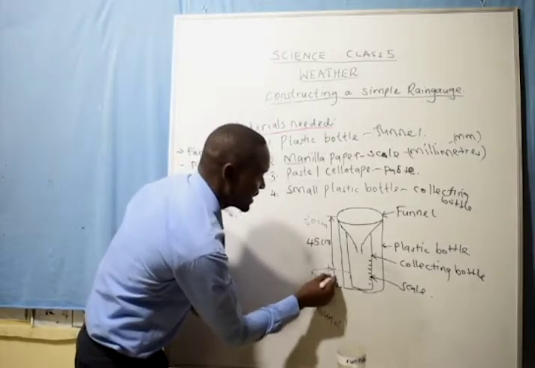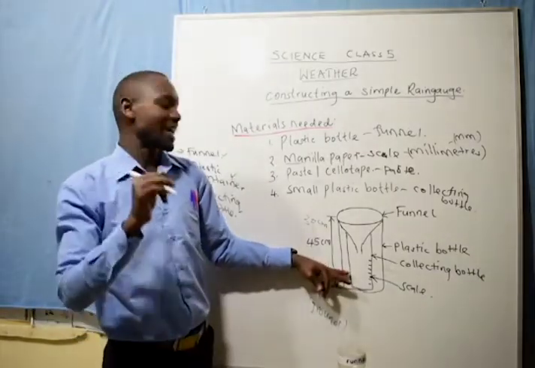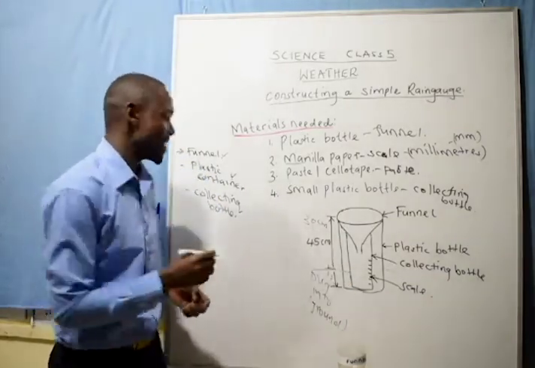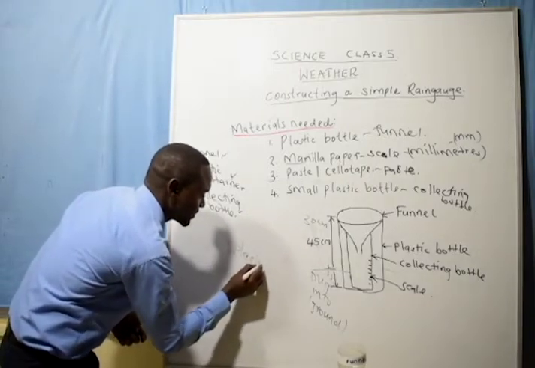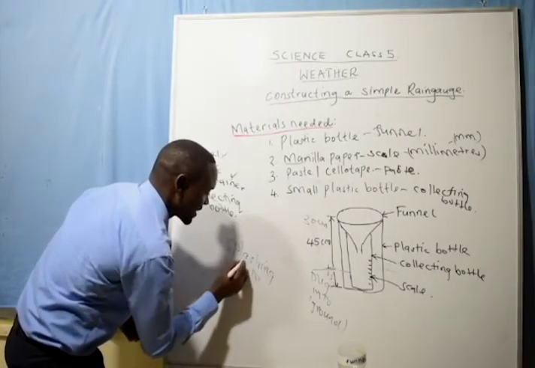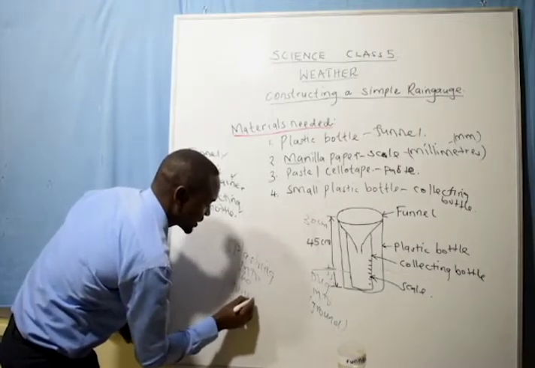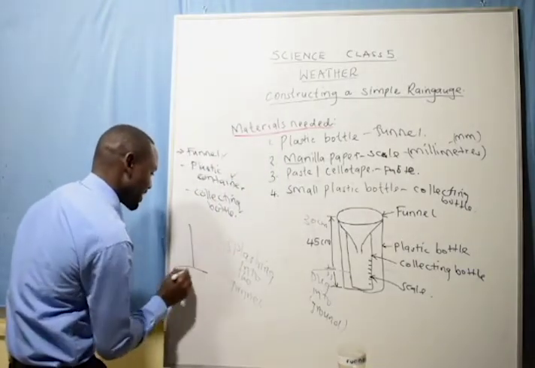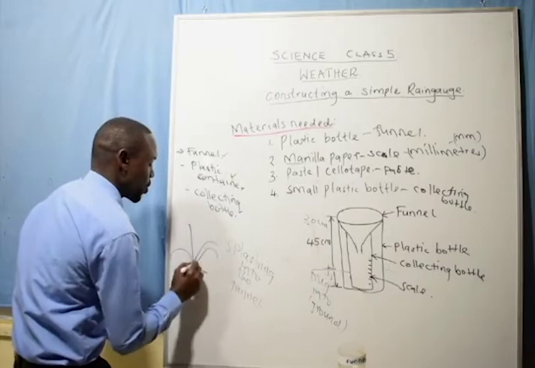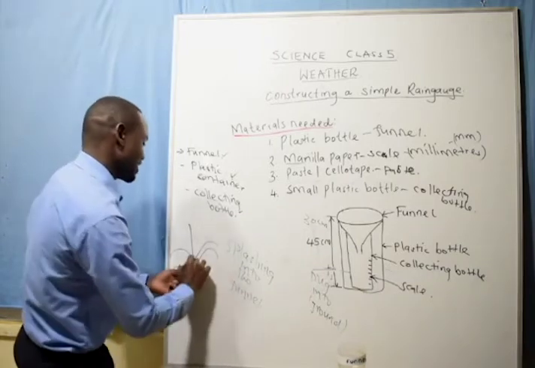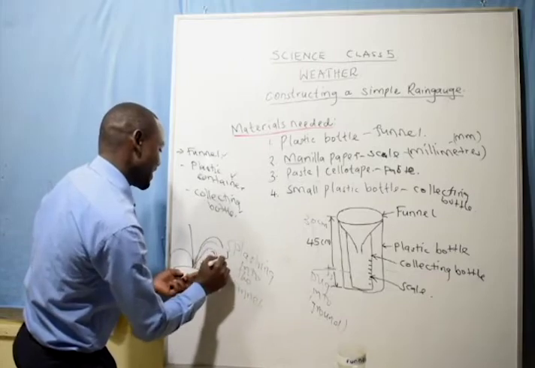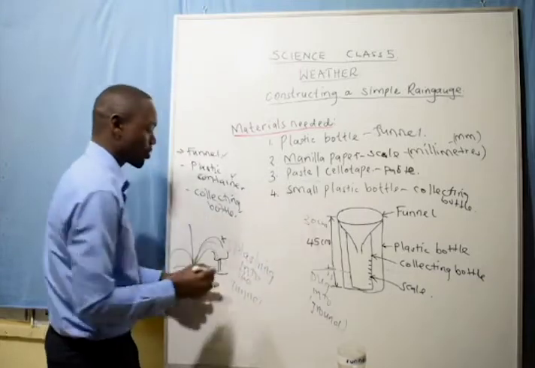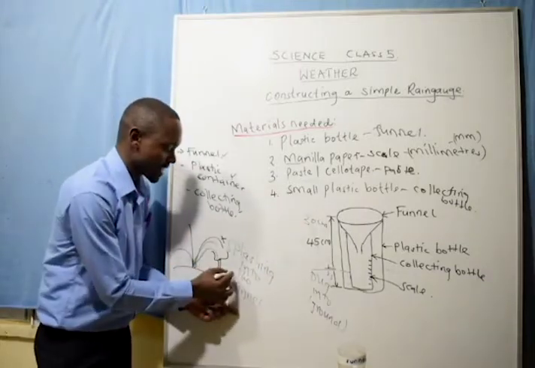Remember, this other part is 15 centimeters. The funnel should be 30 centimeters above the ground to prevent rainwater from splashing into the funnel. Once the rain drops into the ground, there are those splashes. So if this funnel is near the ground, this soil will splash into your funnel, into the rain gauge. That is why we say it should be 30 centimeters above the ground to prevent splashing of rainwater into the funnel.